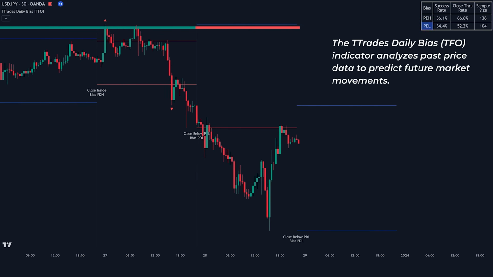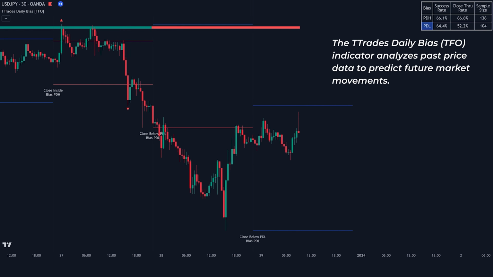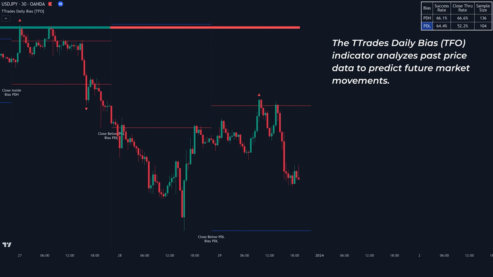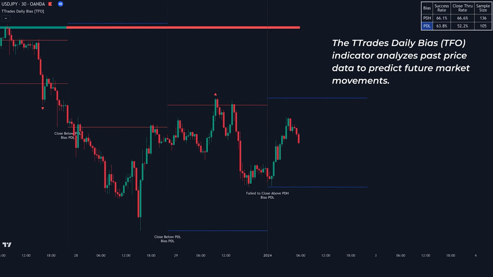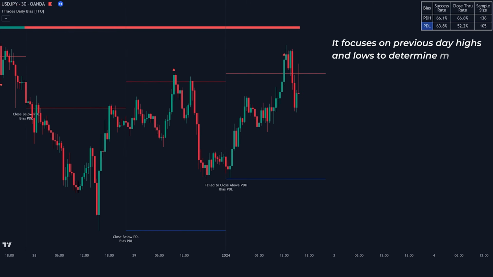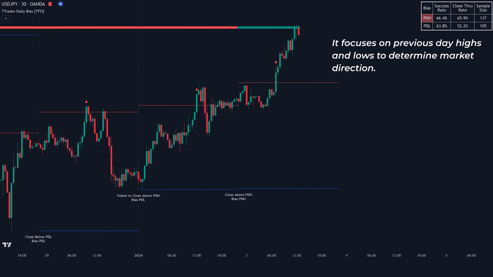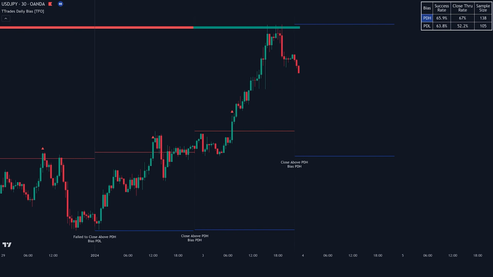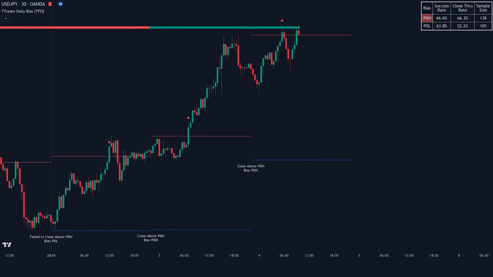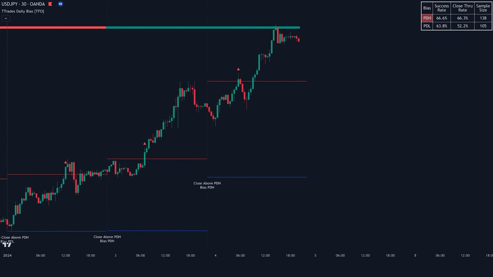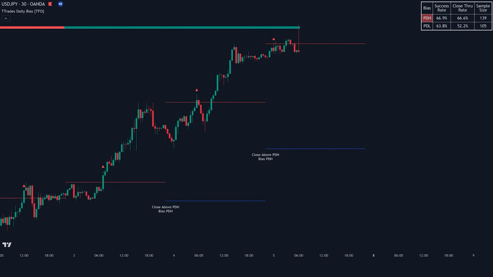The TTrade's Daily Bias, TFO, indicator helps us understand which way the market might move next by looking at past prices. It pays special attention to the highest and lowest prices that happened before. This indicator mainly looks at daily prices, but it also looks at weekly prices to give us a better idea of what's going on in the market overall.